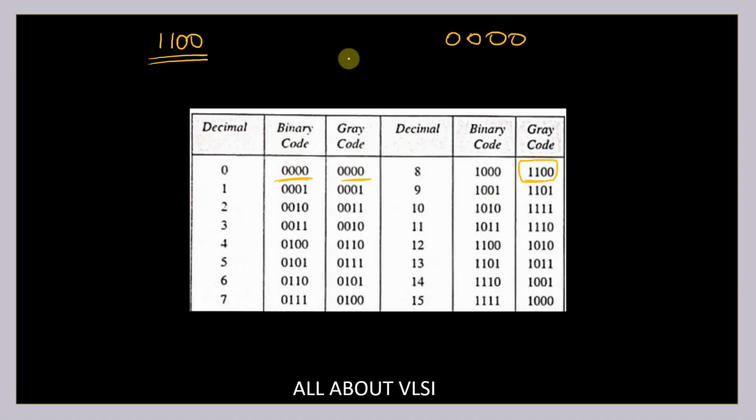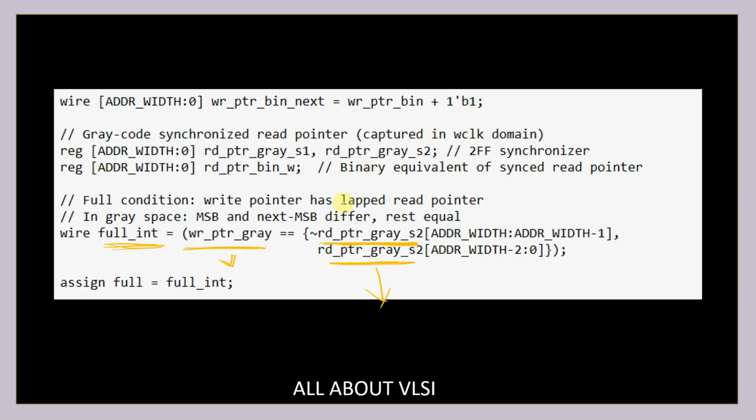If I want to compare this, I can compare the first 2 bits, which are being flipped, and the last 2 bits are the same. Then my full is equal to 1. If the first 2 bits are flipped and the last 2 bits are the same, that means my full is equal to 1. So that is what I'm writing over here.